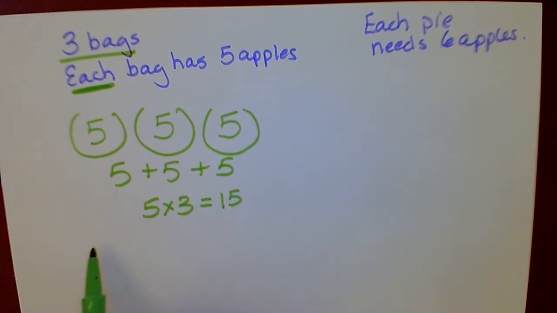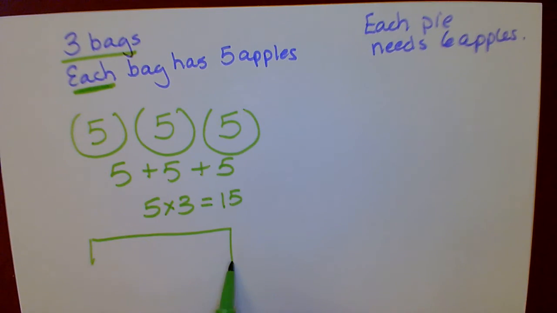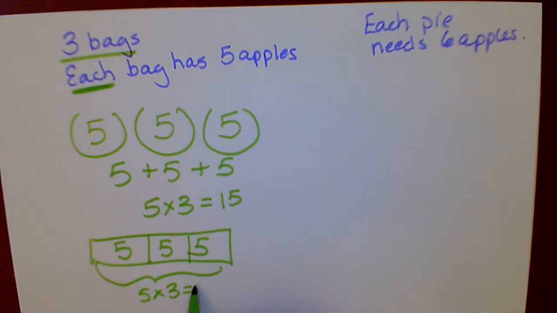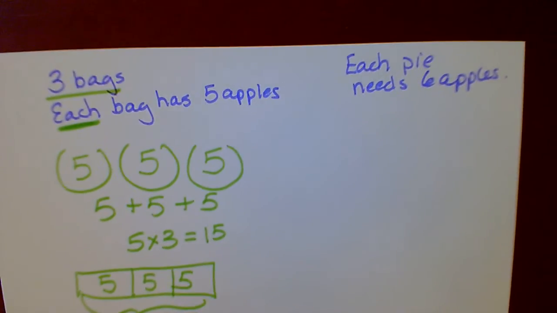And again, I could have drawn a bar model like this. And you could have even put that little other extra bar above it to show what one bag has. And I can show again that I have 5 times 3 is 15. So same thing written twice. So let's get back though into this.